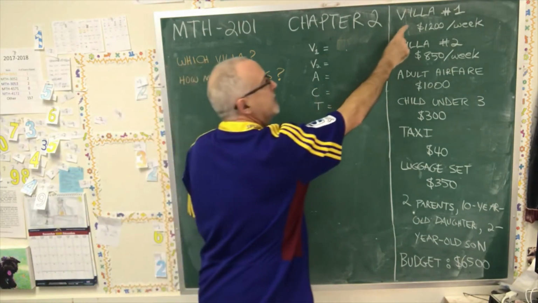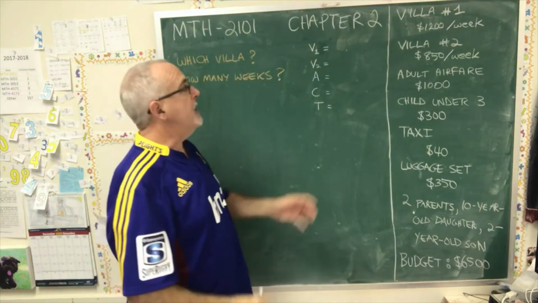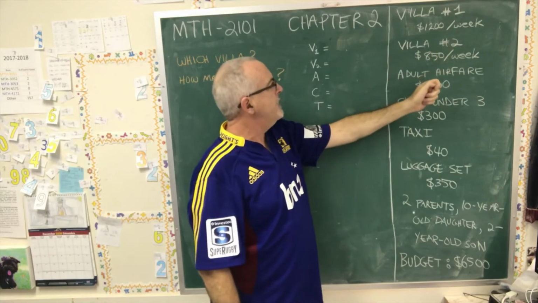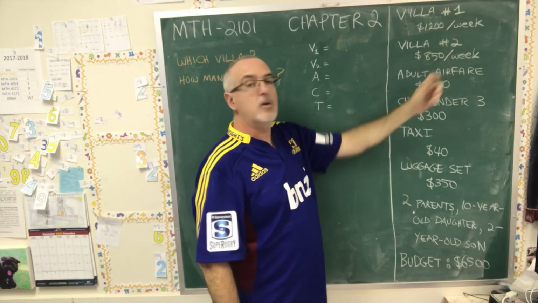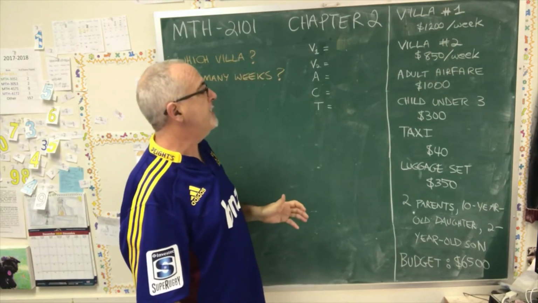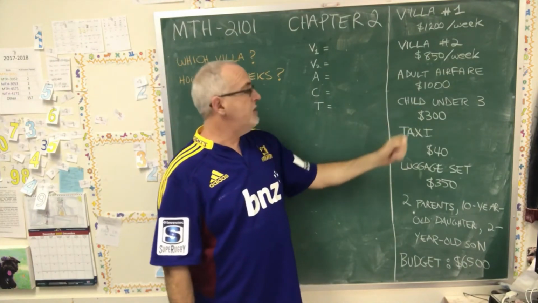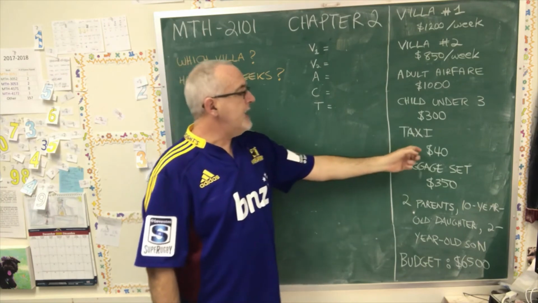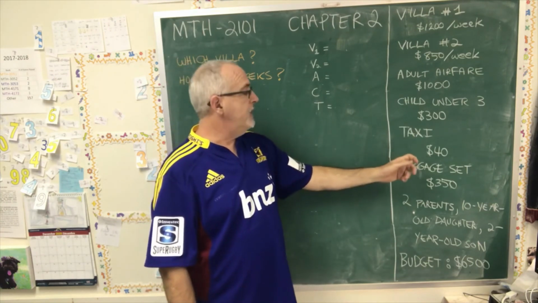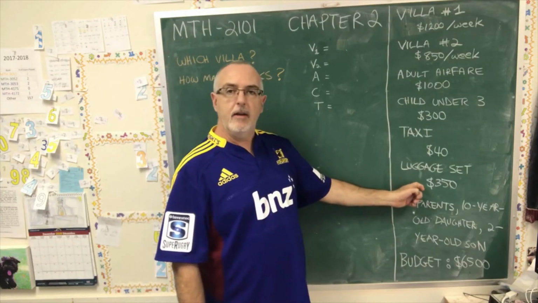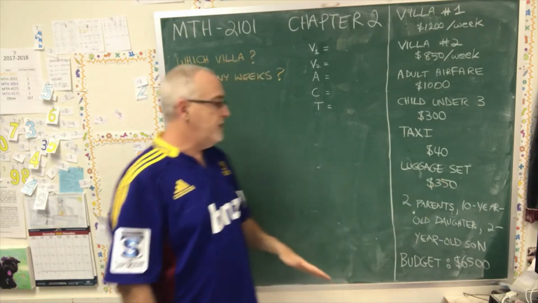They're looking at renting a villa on a Caribbean island, and the first villa that they're interested in costs $1,200 per week. The second villa costs only $850 per week. An adult airfare is $1,000, but a child under 3 costs $300. The taxi between the airport and the villa costs $40. And they also have decided they have to buy a new set of luggage, which costs $350.